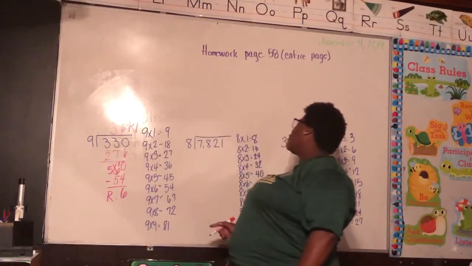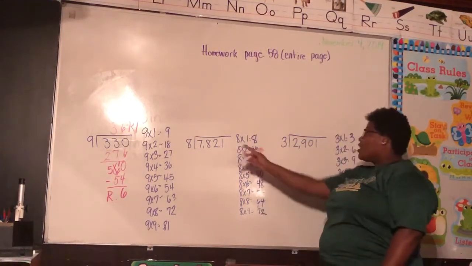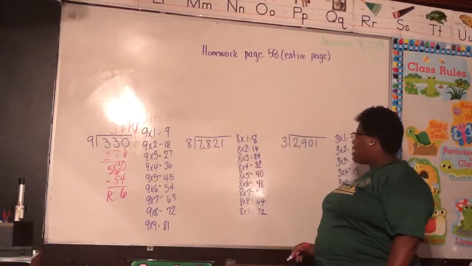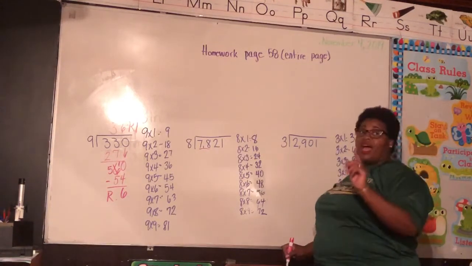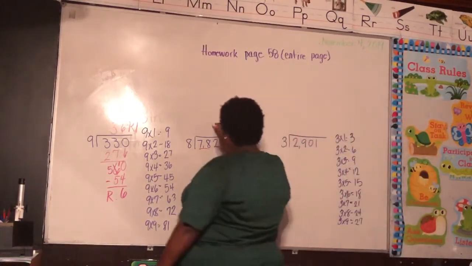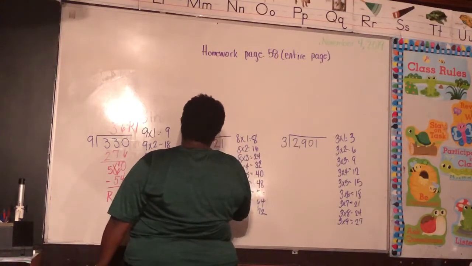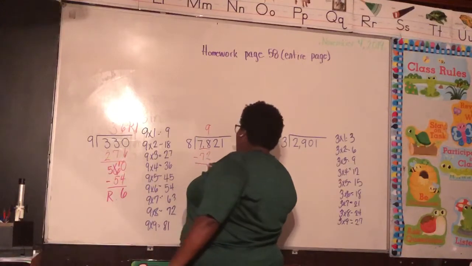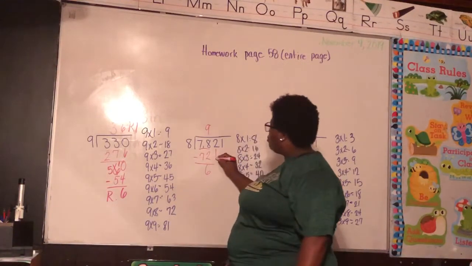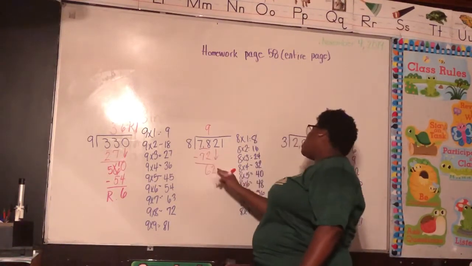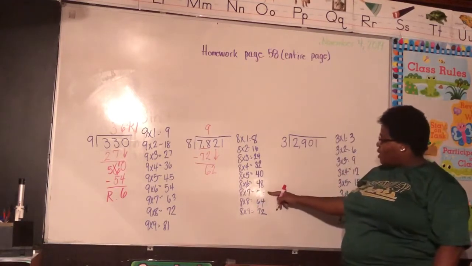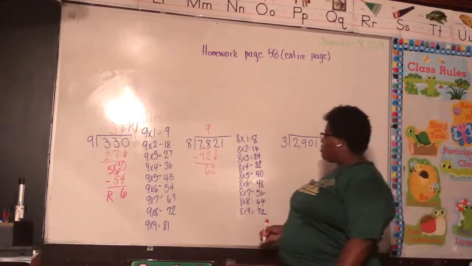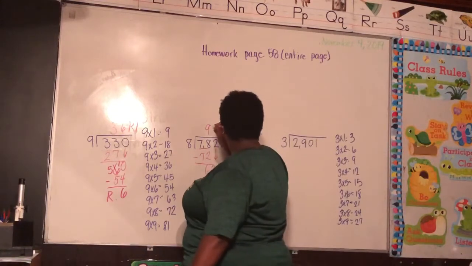Okay, can 8 go into 7? No. Can 8 go into 78? Yes. How many times? 9 times, because 9 times 8 is 72. We bring that and we subtract. We get 6. We got to bring the 2 down. Can 8 go into 62? Yes, it can. It can go 7 times, because 7 times 8 is 56.